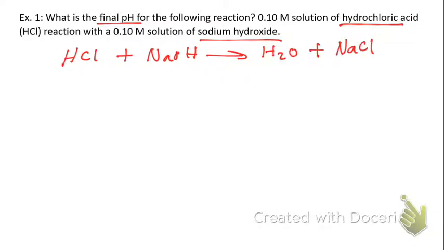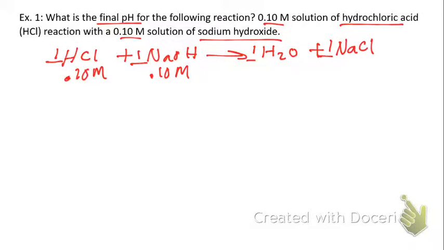Now, we're going to start out with equal amounts of acid and base here. And since sodium hydroxide and HCl react in a 1-to-1 ratio, all of the acid and all of the base is going to be completely used up to form water and salt. So there should be no excess of either one of the reactants.